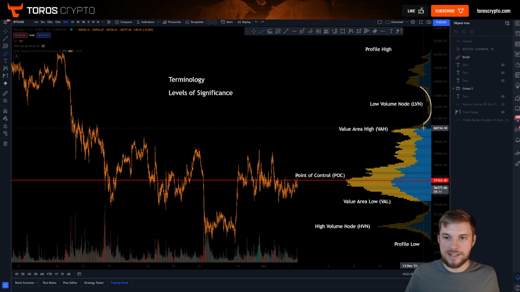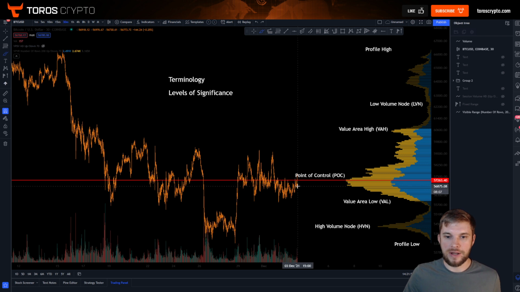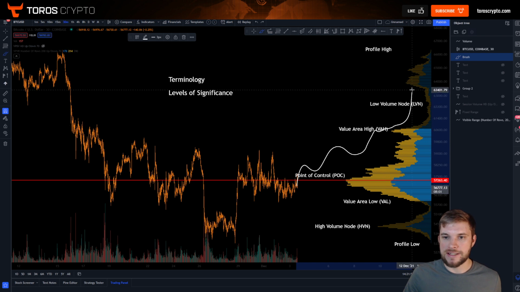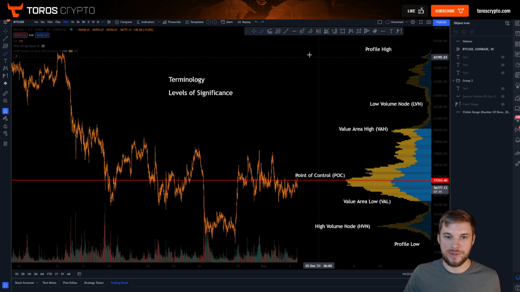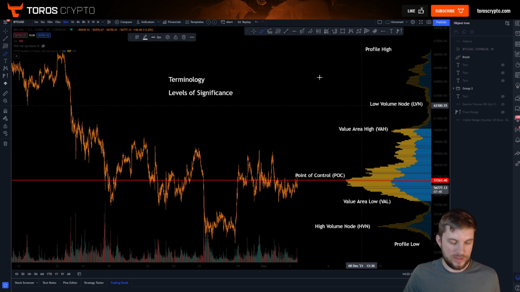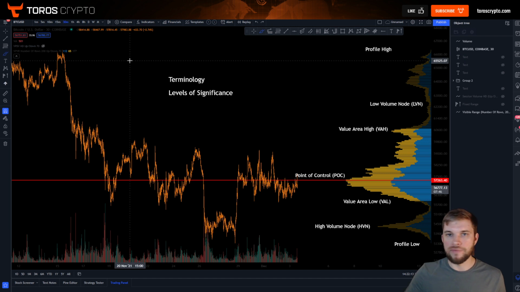And what you can expect is if price was to come up into one of these low volume nodes, price can very easily move all the way through it because there's very little, in this instance, very little resistance. Obviously, if you're looking at it as support, which you were back here, you see price moving down very quickly through that low volume node with very little resistance or support on the way up or down.